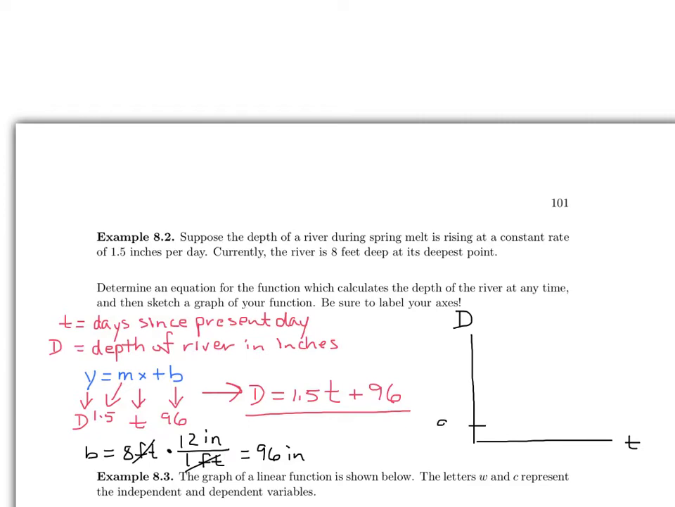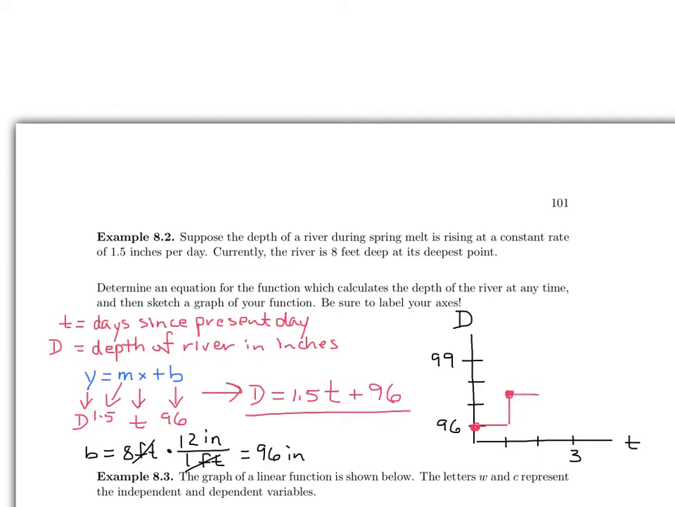I'm going to declare this tick mark to be 96 inches. This will be 97, 98, and 99. Here's 1 day, 2 days, 3 days out. So initially, the depth of the river is 8 feet, or 96 inches. If I go out 1 day, the height or the depth of the river increases by 1.5 inches. So I go up 1.5. That would bring me to 97.5 inches.